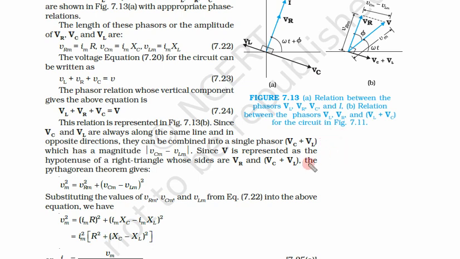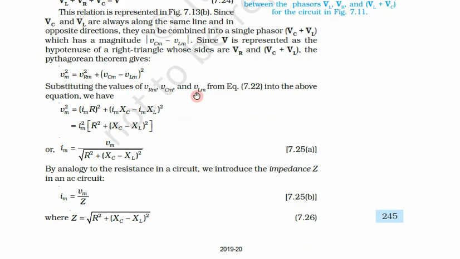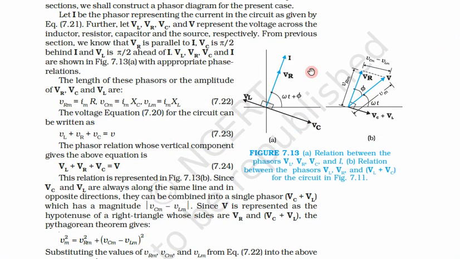With the help of phasors and Pythagoras theorem, we have reached the point that the maximum voltage across the source must be equal to Vrm, the maximum voltage across the resistor, squared, plus Vcm minus Vlm, the voltage across the capacitor minus the voltage across the inductor, squared, using this phasor diagram and Pythagoras theorem.